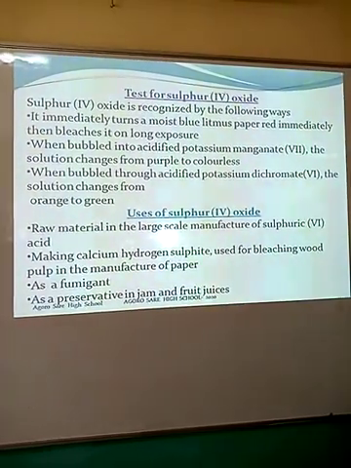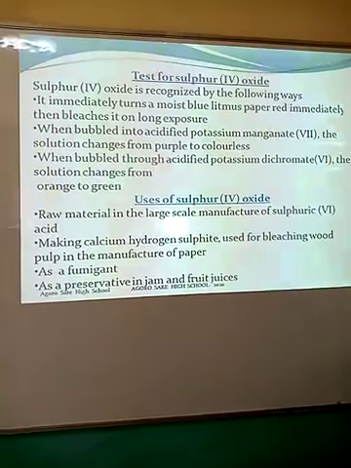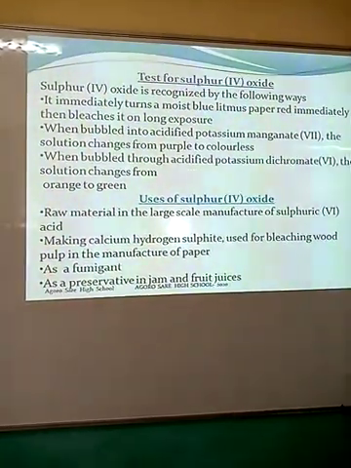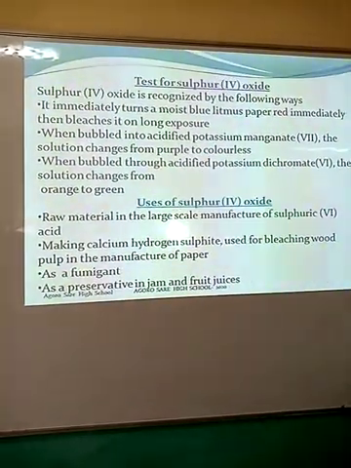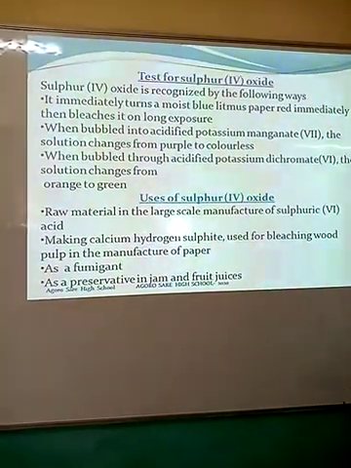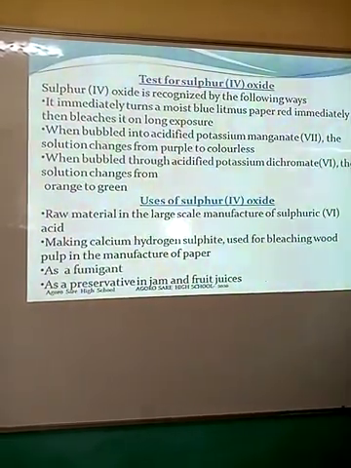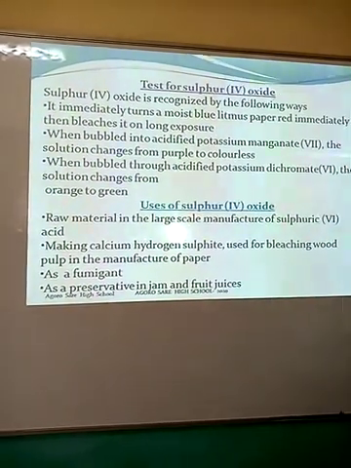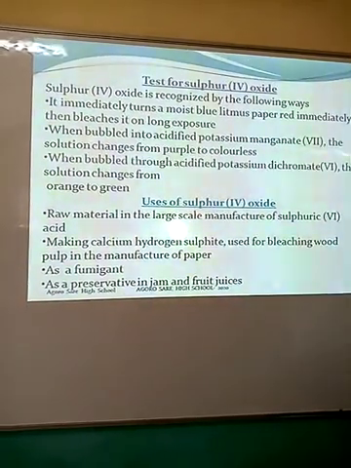Now, what are the uses of this sulfur 4 oxide? Very important. There are some few uses that we have listed here. We have itemized the uses. One, it is used in large-scale manufacture of sulfuric acid, as we are going to see in our next lesson. It is used in the manufacture of sulfuric acid. Sulfuric acid is manufactured through the contact process.